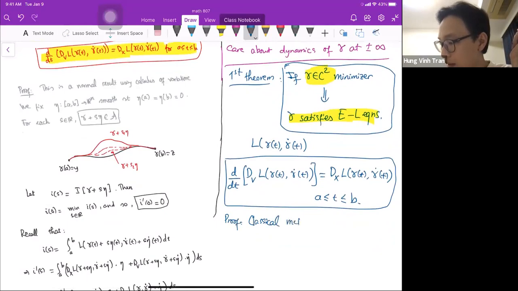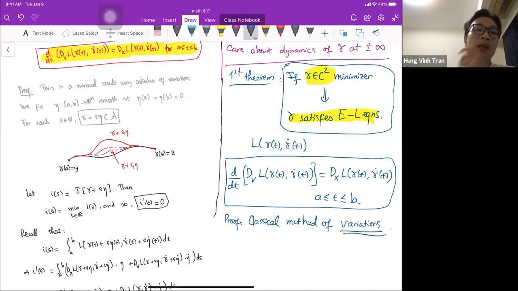The proof of this is a classical method of calculus of variations. Let's just say variations.